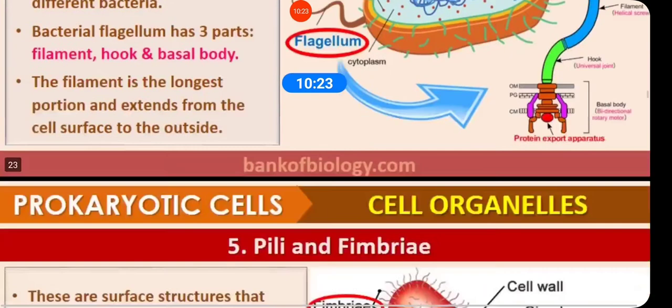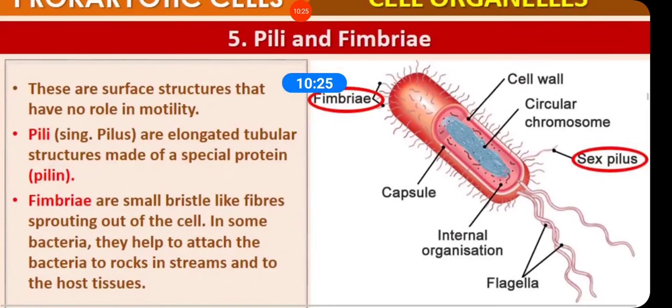Then coming to the pili and fimbriae, you can see there is a difference. You can see the diagram, and in the diagram you can see sex pili, they are a little longer and very few in number. Fimbriae are very large in number, and then flagella are there for the movement. Now pili are elongated tubular structures which are made up of a special protein called pilin.